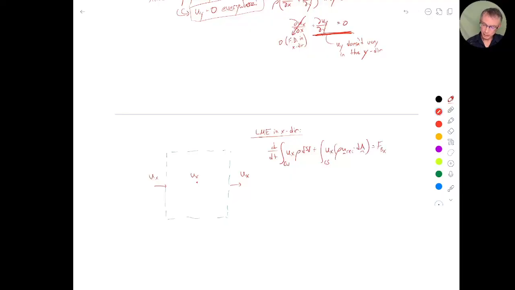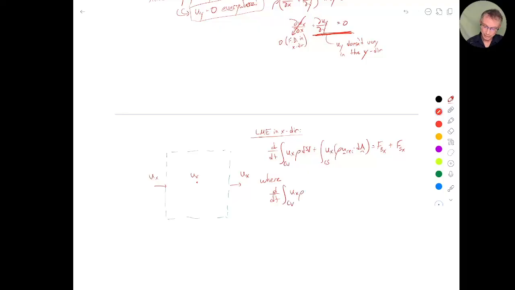Again, our control volume is not accelerating. We have a fixed coordinate system, fixed control volume, so I don't have any acceleration term in my linear momentum equation to worry about. And we'll, again, just evaluate what each term is piece by piece.